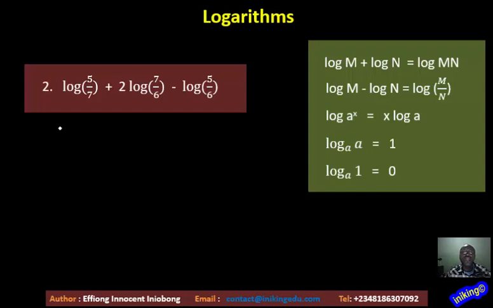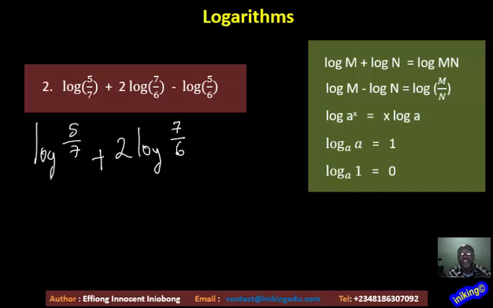We have the logarithm of 5 over 7 plus 2 log 7 over 6 minus the logarithm of 5 over 6. Now before we can apply the first rule that handles the plus and the minus, first we have to look for how to take away this 2 from this position. What do we do? Remember, this 2 must have come from up here as an exponent.